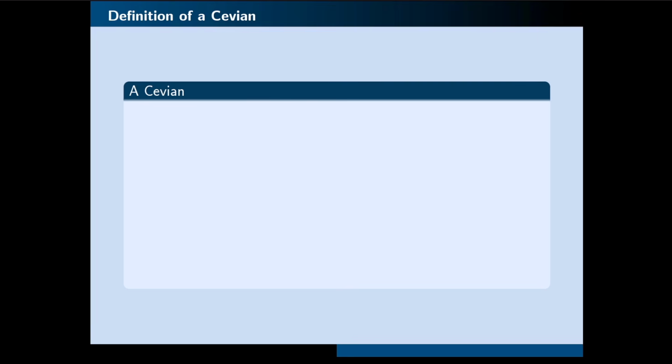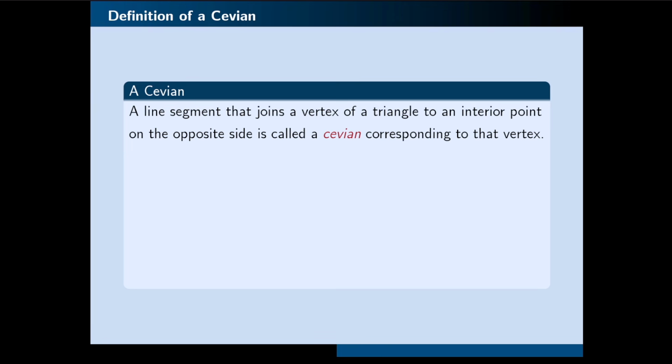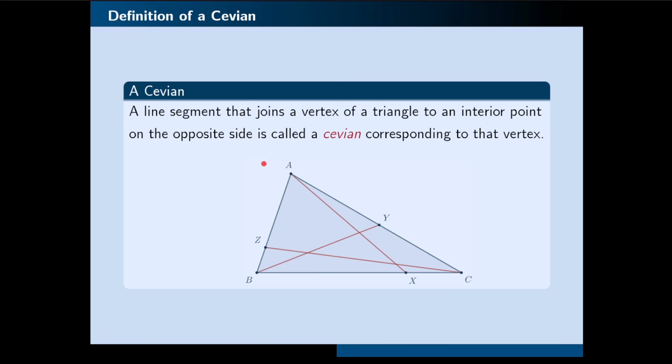Okay, let us first define a Cevian. What is a Cevian? A Cevian is actually a line segment that joins a vertex of a triangle to an interior point on the opposite side. For example, consider this triangle ABC and just pick a point X on BC and join A to X. Then AX is called a Cevian corresponding to A.